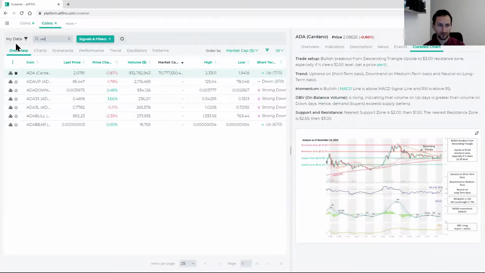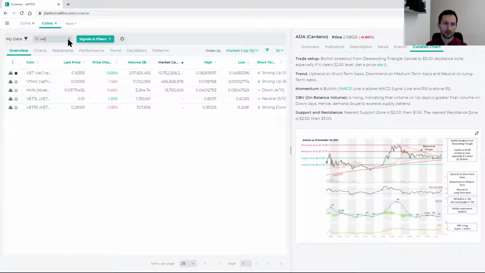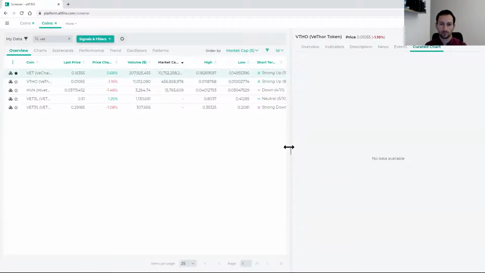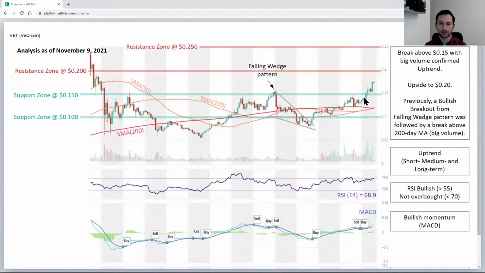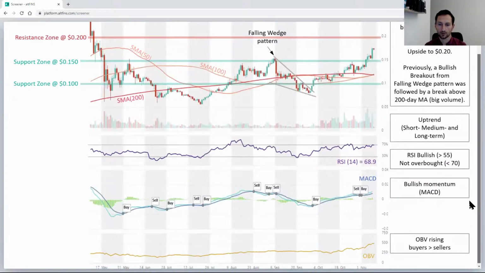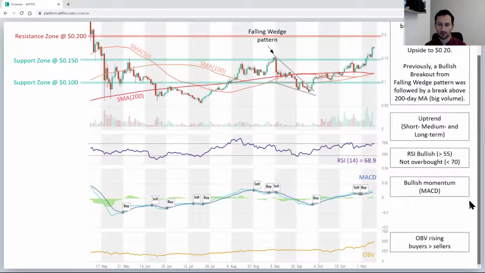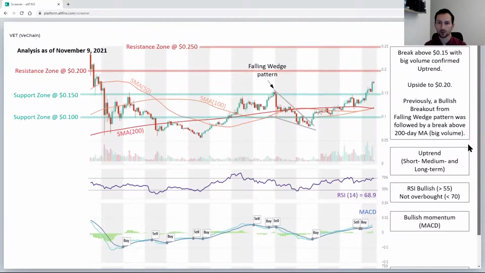I recall that VeChain had, and there were several of these, VeChain had just a beautiful falling wedge that occurred sometime in October. Actually, it started in September and the breakout occurred sometime in early October. As you can see in the curated chart that we still have out there, here is the falling wedge pattern.